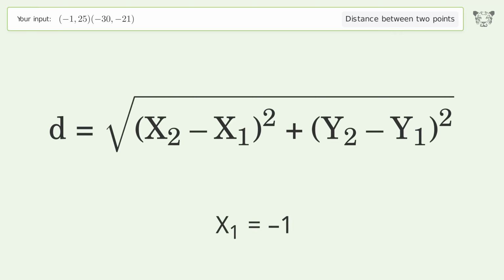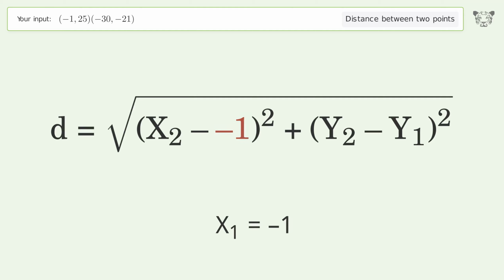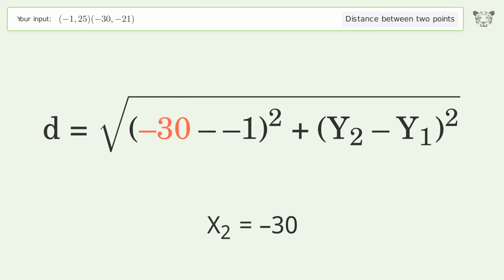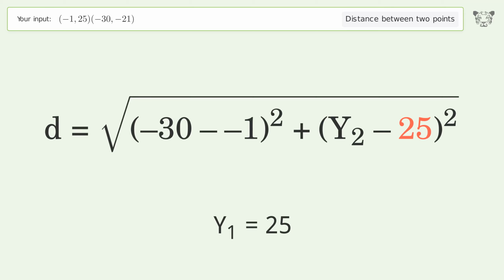x1 equals -1. x2 equals -30. y1 equals 25. y2 equals -21.